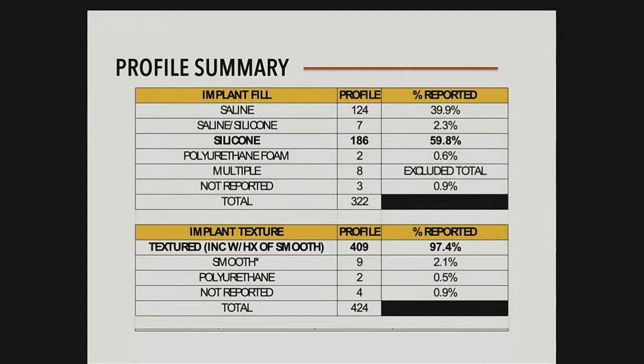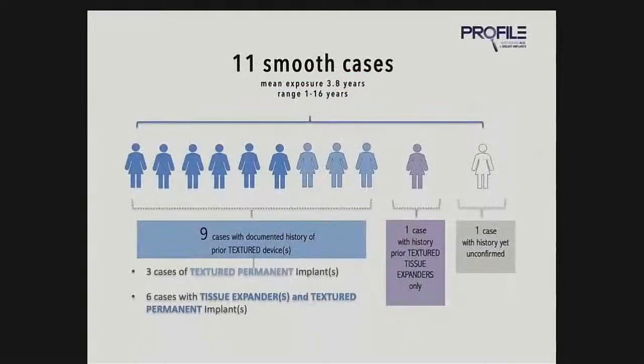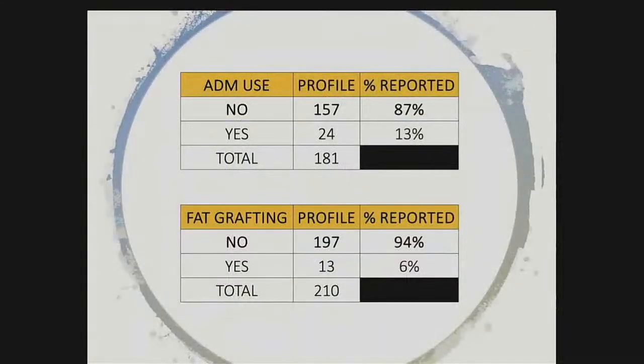There are patients in our registry who were diagnosed in the presence of a smooth implant. So looking closer at these cases, we know that the majority of these patients did have a history of a prior textured permanent implant or a prior tissue expander and textured permanent implant. There is one case with a history of prior textured tissue expander only, and one case in which documentation would suggest that a patient had a smooth history only, but at this time, the documentation cannot be verified.